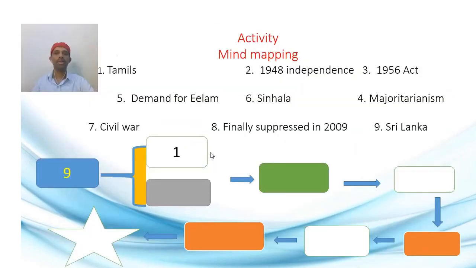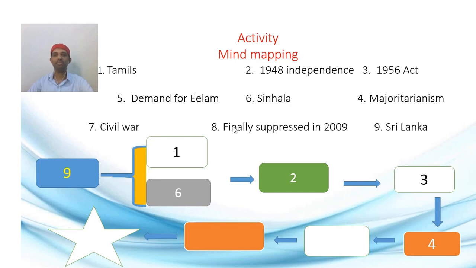So let's do an activity to sum up the entire case study of Sri Lanka, where there was no power sharing. In one of the boxes, of course, we have written 9, that is Sri Lanka. Then comes, of course, number 1, the group of Tamils. The second is number 6, that is Sinhala. So these two major communities constituted Sri Lanka. Then comes number 3, that is the 1956 constitutional amendment. They have taken the policy called number 4, majoritarianism.